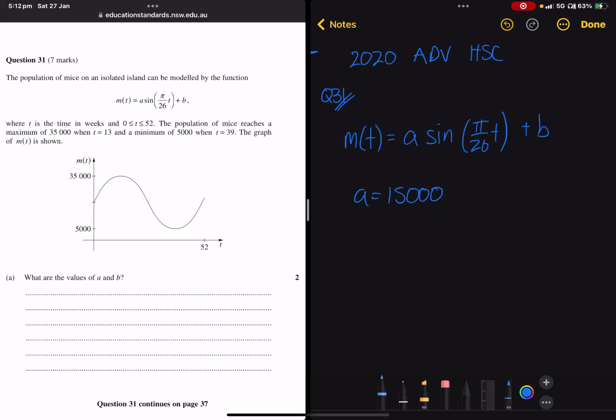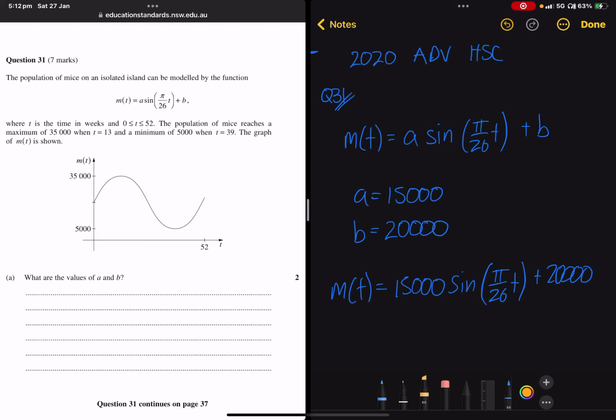So A must be 15,000. And b is the center point of that function. It's the line about which the sine function oscillates. This will be the 20,000. So we will get mice as a function of time is equal to 15,000 times sine of pi on 26 times time plus 20,000. So really easy, 2 marks. You'll get 1 mark for finding one of the values, the other mark for finding the other value.